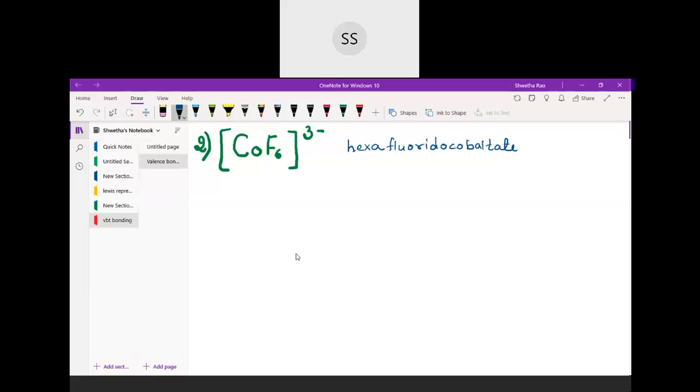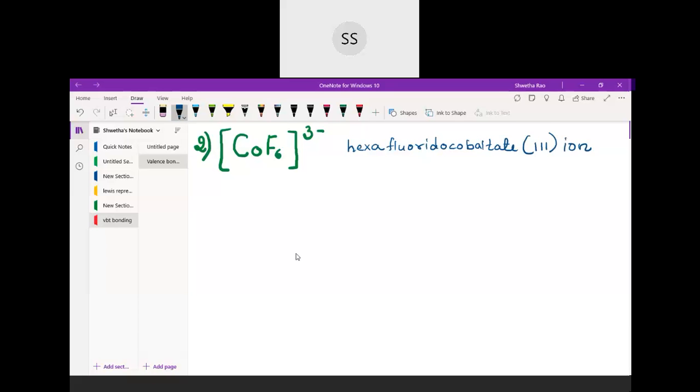So cobaltate, and oxidation state you can calculate. Fluorine is -1. -1 into 6 is -6. Take to the other side, it will become +6. And then here you have -3. Okay, so it will be 3 itself. So 3. And name with the ion because they carry a negative charge. Okay, it's an ionic complex, so we should end the name with ion. So here this is the name.